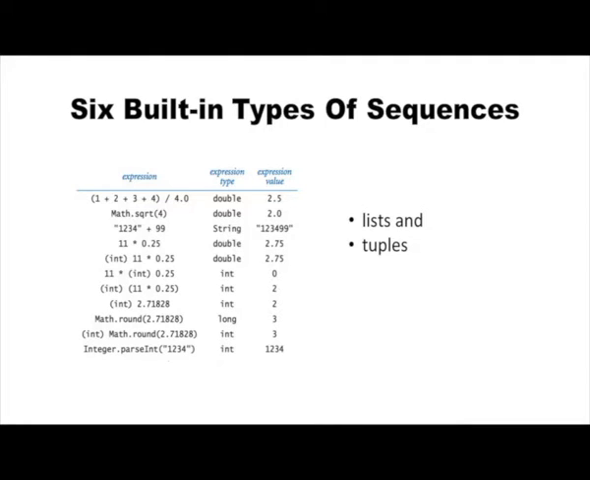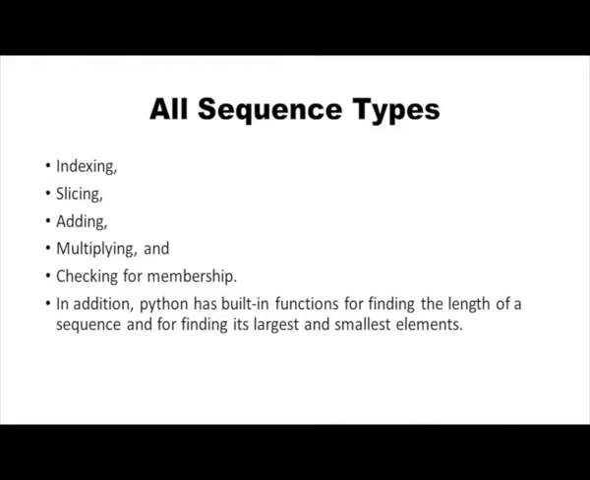There are certain things you can do with all sequence types. These operations include indexing, slicing, adding, multiplying and checking for membership. In addition, Python has built-in functions for finding the length of a sequence and for finding its largest and smallest elements. Now coming to Python list.